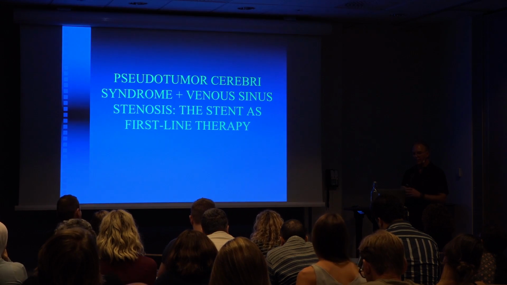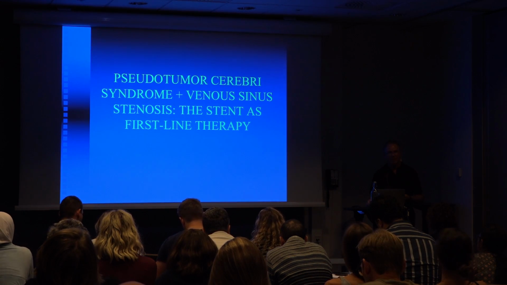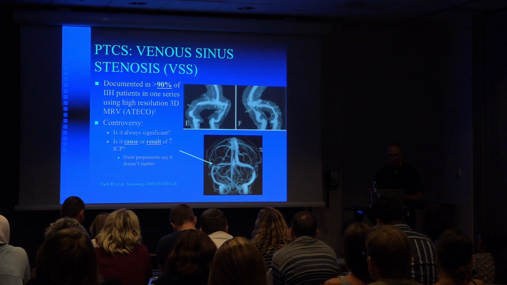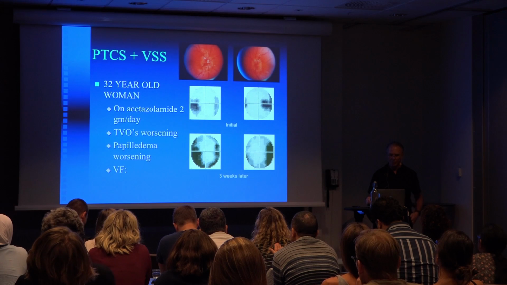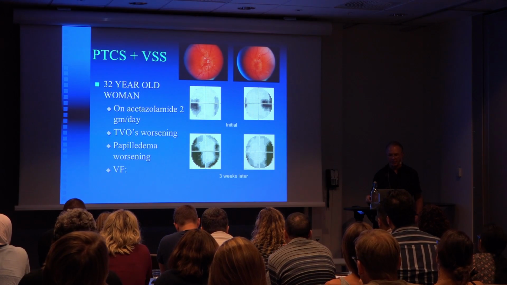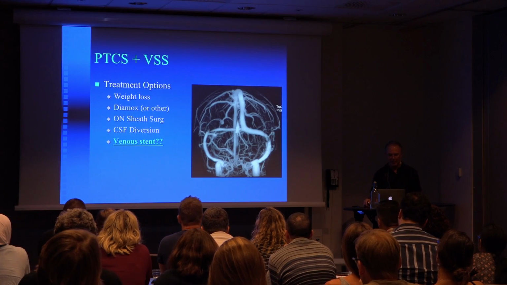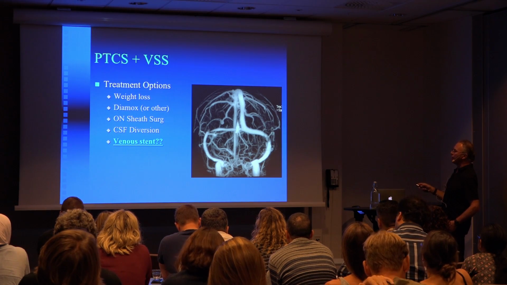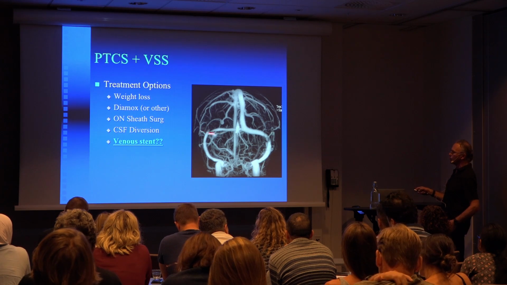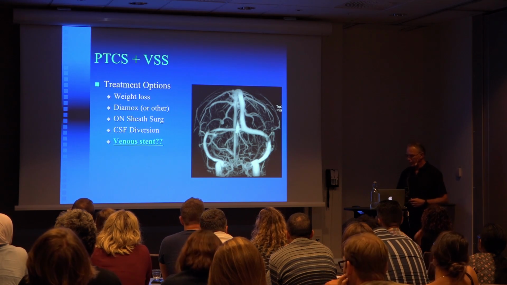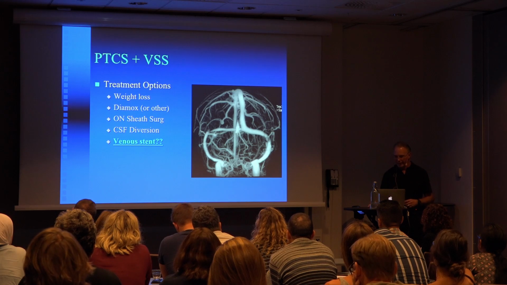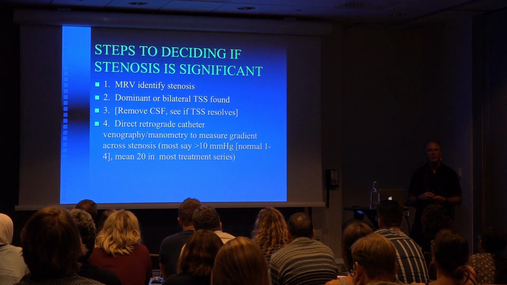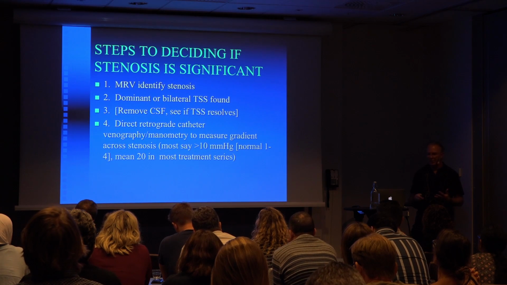So let's talk a little bit more about this venous sinus stenosis thing and the use of a stent as a first-line therapy. So I showed you this slide already. Here's the woman again, getting worse, surgical candidate for pseudotumor cerebri syndrome. And in this case, you've done this MR venogram and found that there's a venous stenosis here, which, as I said, depending on how good your imaging is, you're going to find some degree of that in maybe 90% of patients with primary IIH.